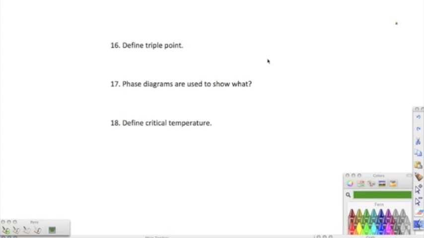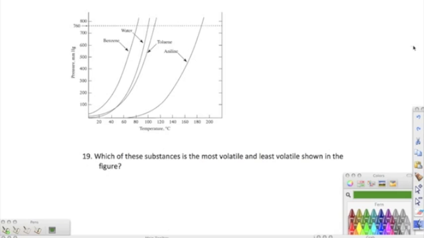Alright guys, moving on to number 19, it says which of these substances is the most volatile and least volatile shown in the figure. When we're looking at volatility, guys, it's the one that's going to boil the quickest, meaning at the lowest temperature. So if we're looking at these pressure temperature readings, we see that the most volatile is going to be benzene, and we see that the least volatile is going to be the one that boils last or boils at the highest temperature. So we see that the least volatile is going to be the alum.